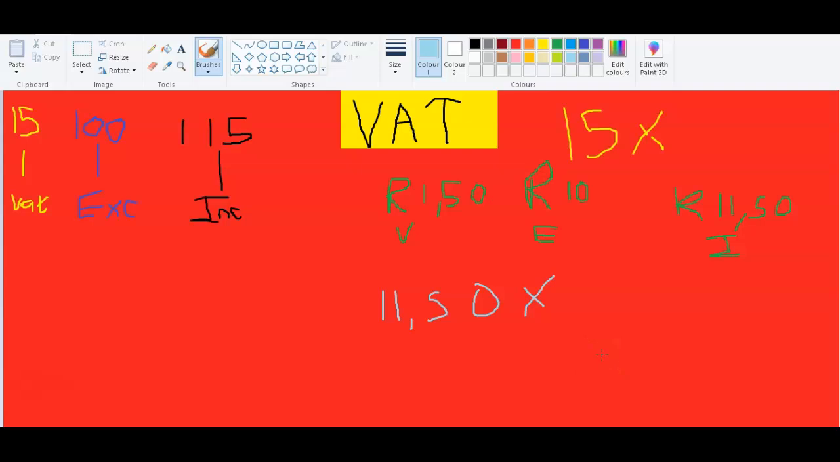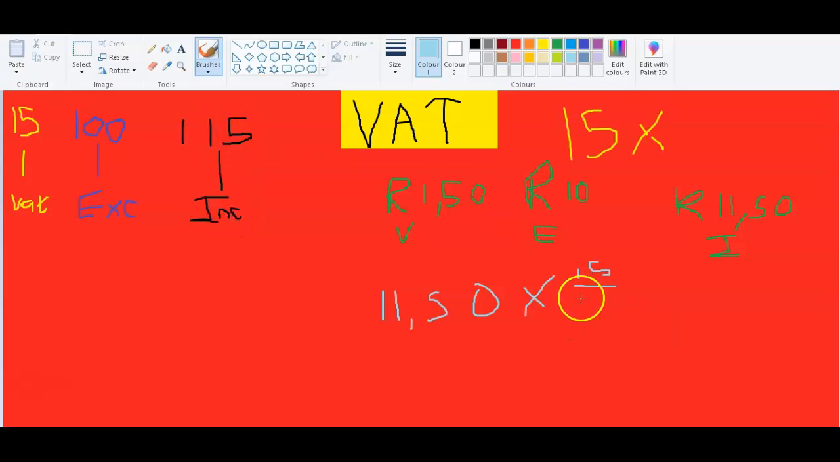So to do this formula, it's what you want over what you know. Put this number down, times what you want. I want the VAT. The VAT is 15, okay. So I'll say 15 over what I know. What I know is this amount only. And what is this amount? This will be the inclusive, so it'll be 115.